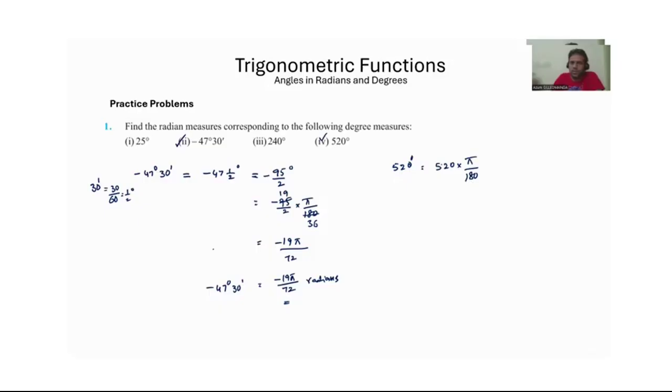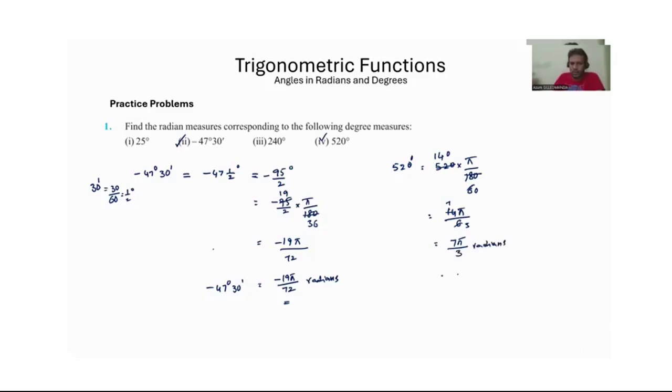Let's do this with 3. 3 ones are 3, 3 fours are 12, 3 sixes are 18, so this is 14 pi by 6. Can I write it like that? Or divide by 2: 7 pi by 3 radians.